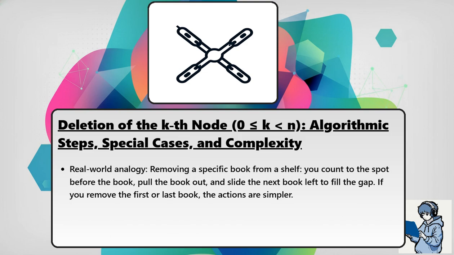Real-world analogy, removing a specific book from a shelf: you count to the spot before the book, pull the book out, and slide the next book left to fill the gap. If you remove the first or last book, the actions are simpler.